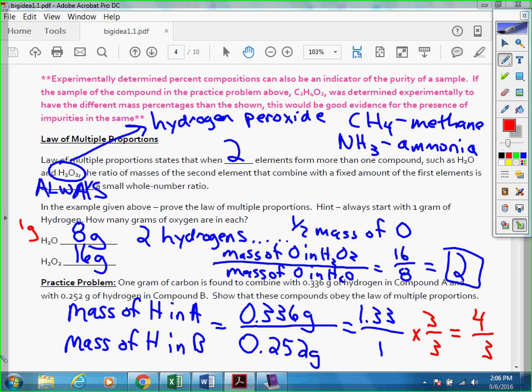89% oxygen and 11% hydrogen. It's always 89% and 11%. So if I had 1 gram of that, now you can plug into your percents and pull out your 8 grams from the percentages. That easy? Or you can also look at it and say, this technically would be 1 gram of this.